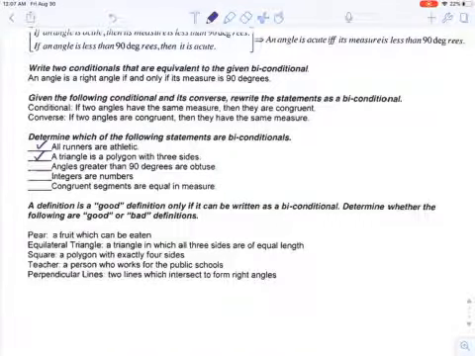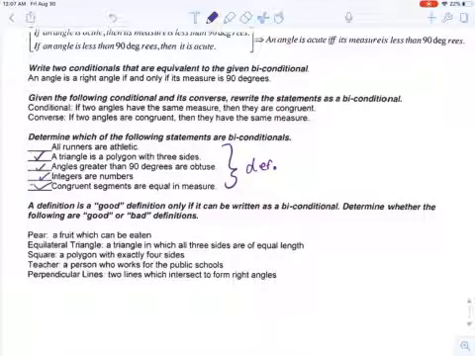Angles greater than 90 are obtuse. Yes, integers are numbers. And congruent segments are equal in measure. All of these are definitions. So, they are all biconditionals. The only one that's not a definition is athletic.